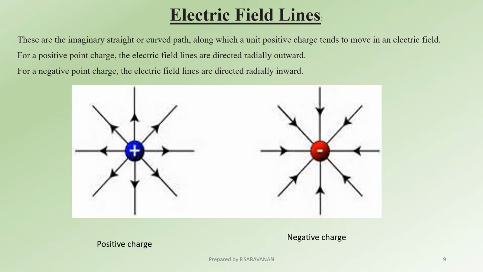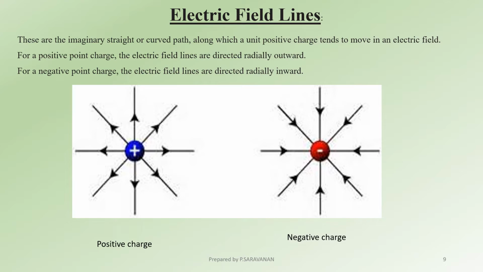Inside this electric field, if any other positive test charge of 1 coulomb is brought, what will be the nature of the force experienced by the unit positive charge? Yes, good. It is repulsive. As a result of repulsion, what will be the direction of motion of the unit positive charge? It will be radially outward. That means the unit positive charge will be moving along a straight line away from the central positive charge.